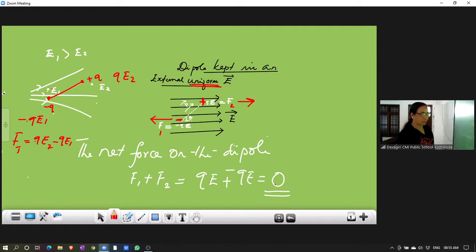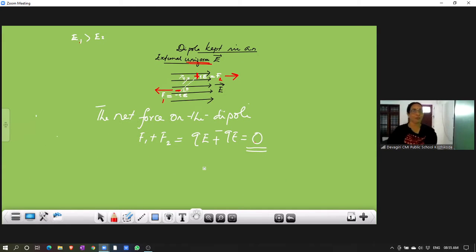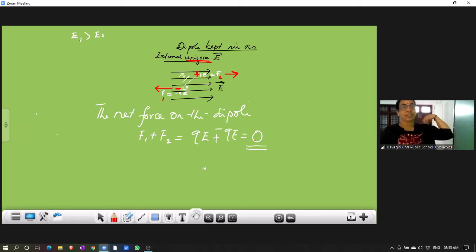So this much must be there in your note. It's already there in the notes. I was saying this is the first part of a long answer question. That is what happens to a dipole kept in a uniform electric field. So what we understood is that the total force is 0, the net force is 0.